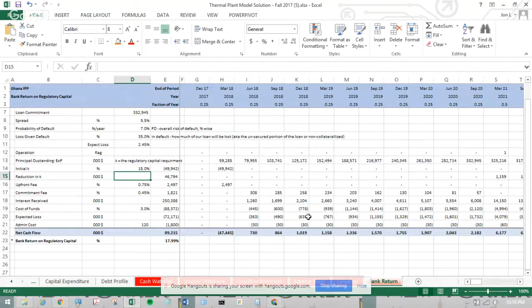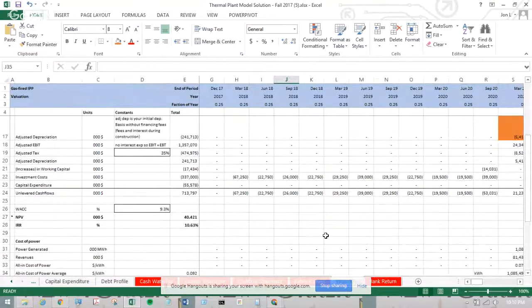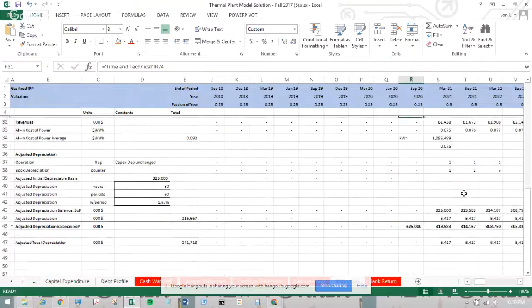So, an aside. I guess it got locked up when I went to time and technical, which I think was during the cost of power. So I think we covered the adjusted depreciation in that.